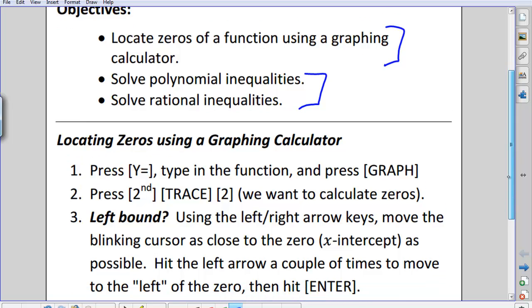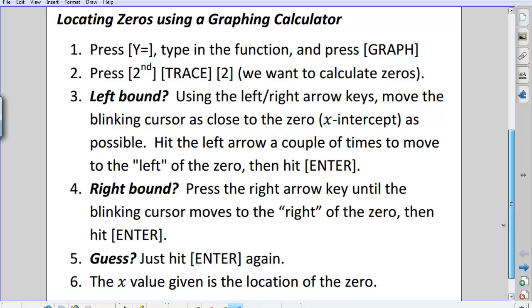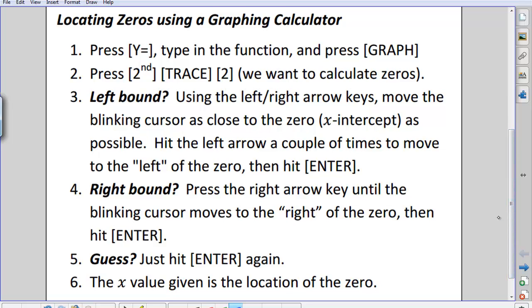So first, I've got some steps here to locate zeros using a graphing calculator. And you can download these notes. They are available in Blackboard in the class materials section. So if you want to download these and print them out or have them for reference, you're welcome to do that. But I'm going to walk you through a couple of examples here of finding some zeros using a graphing calculator.